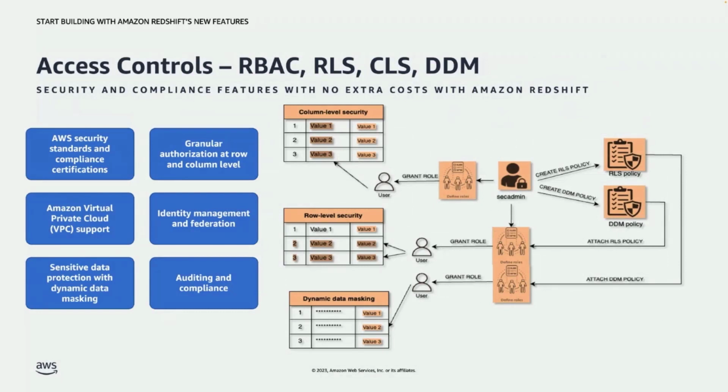With role-based access controls, you can apply fine-grained security at the column and row level on your tables. In addition to the wide variety of features and capabilities to help you control access to your data, we have recently announced the general availability of two new capabilities: dynamic data masking and Lake Formation managed data shares on Redshift.